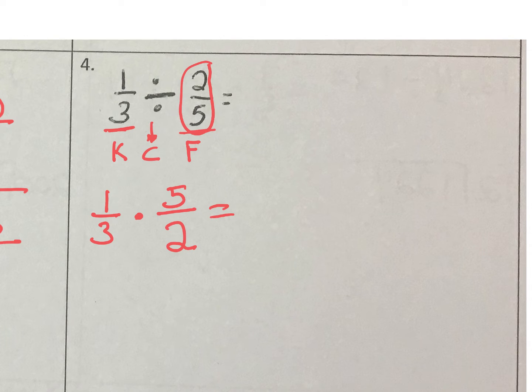Now I just have a fraction that I can multiply. 1 times 5 is 5. 3 times 2 is 6. Now it's a proper fraction because the smaller number's on top. Nothing can go into both of those, so 5/6 is my answer.